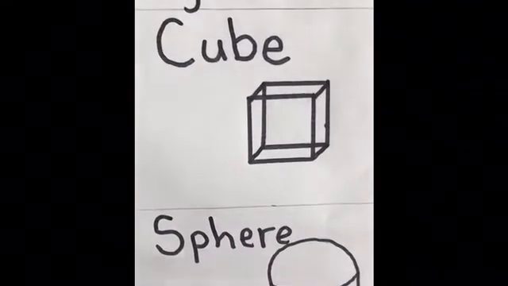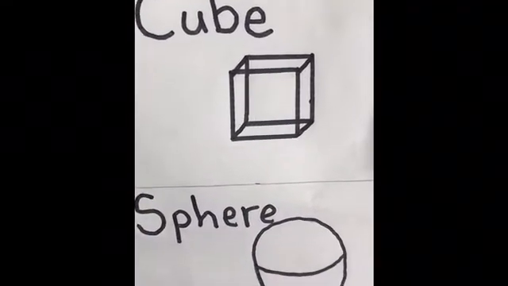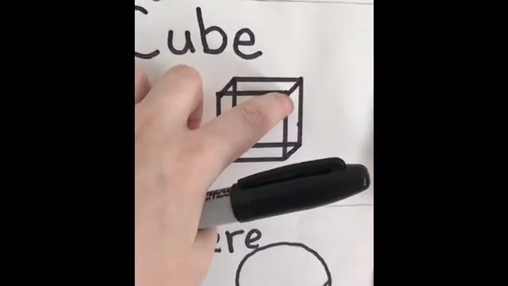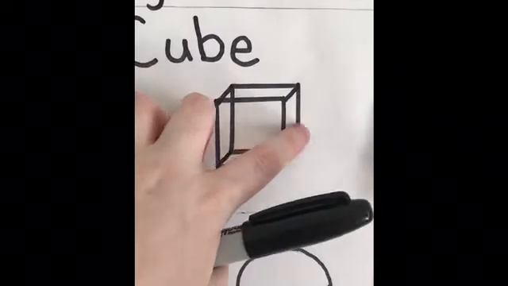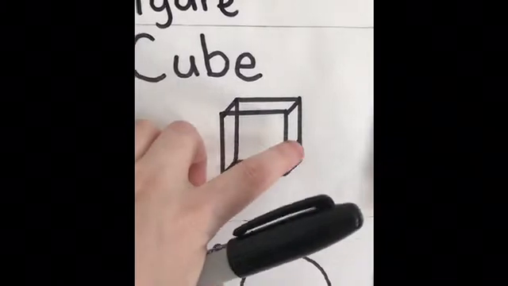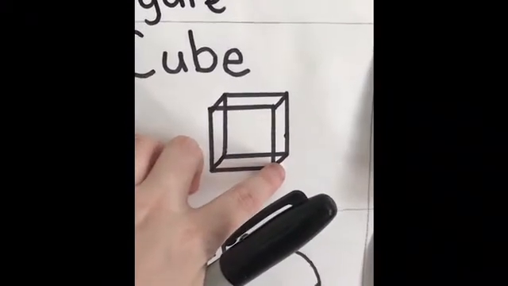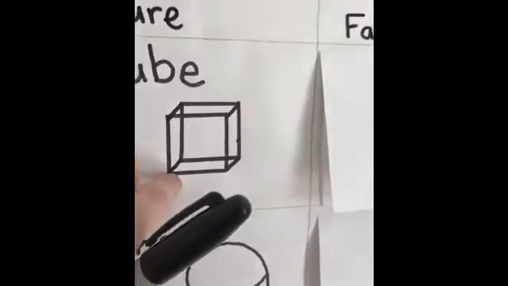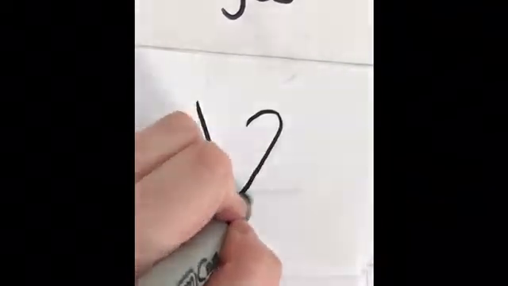Now edges. Edges is where two flat surfaces meet. So we have our 4 on top, then we also have our 4 on the side where our front and back and our sides meet. So 5, 6, 7, 8, and then we also have our 4 again on our bottom. 9, 10, 11, 12. So for cube, we have 12 edges.